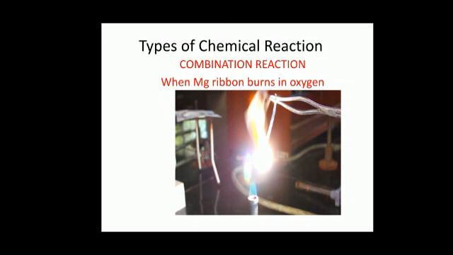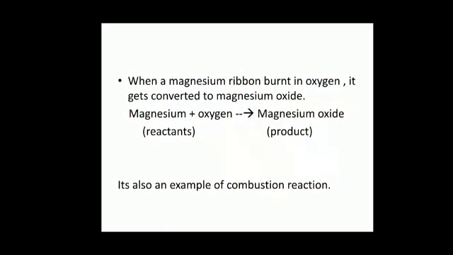First type of chemical reaction is combination reaction. Now, first I uploaded this image here that shows how magnesium ribbon burns in oxygen. See the dazzling shine you can see in the image. Magnesium ribbon burns in oxygen with dazzling shine. Now this is a combination of magnesium and oxygen to produce magnesium oxide.